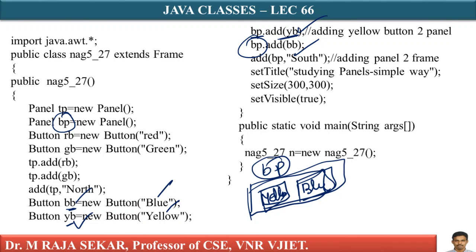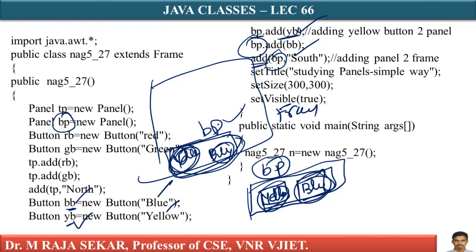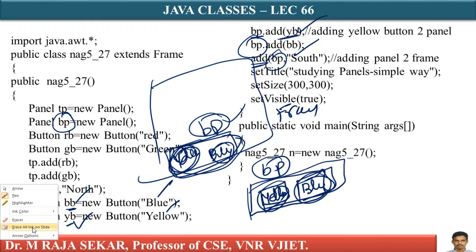Now, the panel is containing these two buttons. In turn, what am I doing? I am adding this BP, the bottom panel, to the south. Whom am I adding it to? I am adding it to the frame. Therefore, this particular BP will be here in the south direction. This is a panel which contains two buttons, one yellow and another one blue. As I am keeping the yellow button and blue button in the BP panel, BP is a container. In turn, I am keeping BP in a frame. Therefore, that BP can be treated as a component.